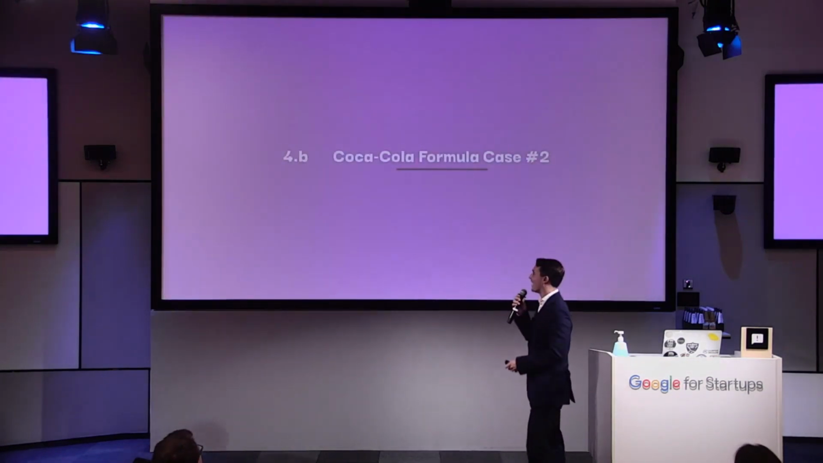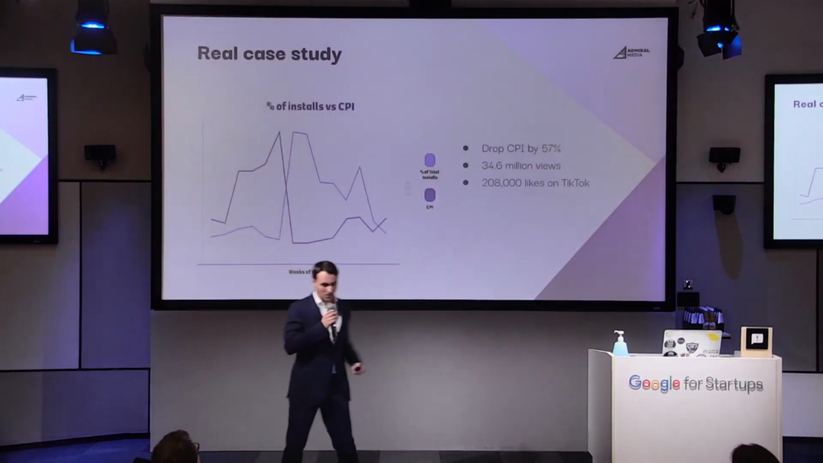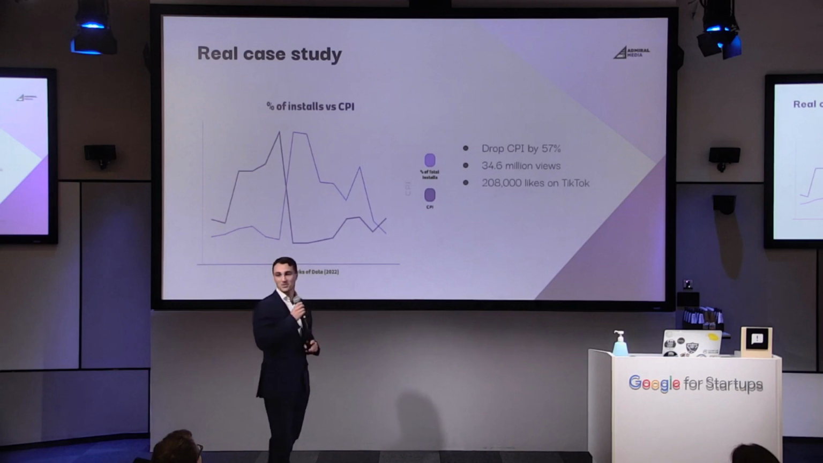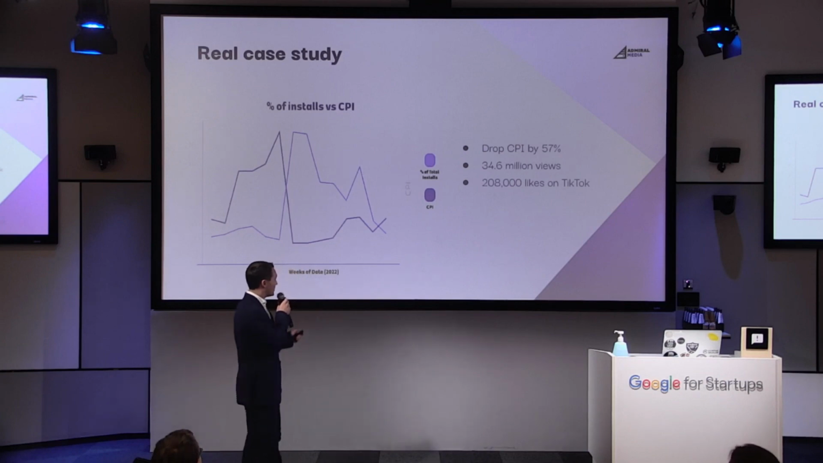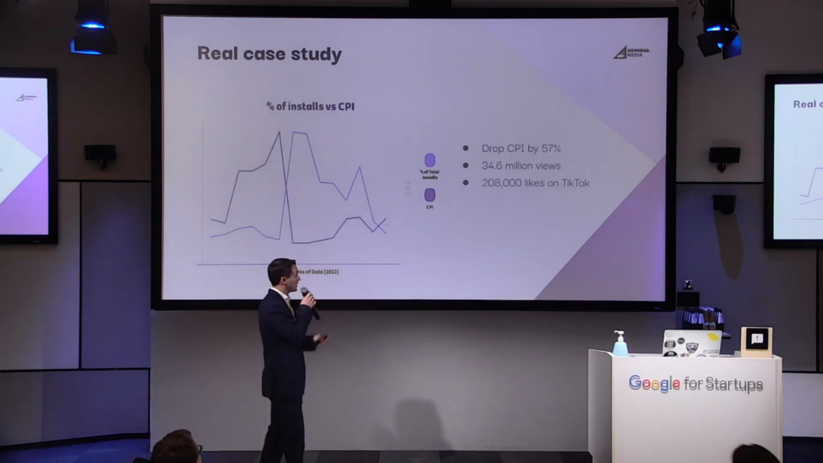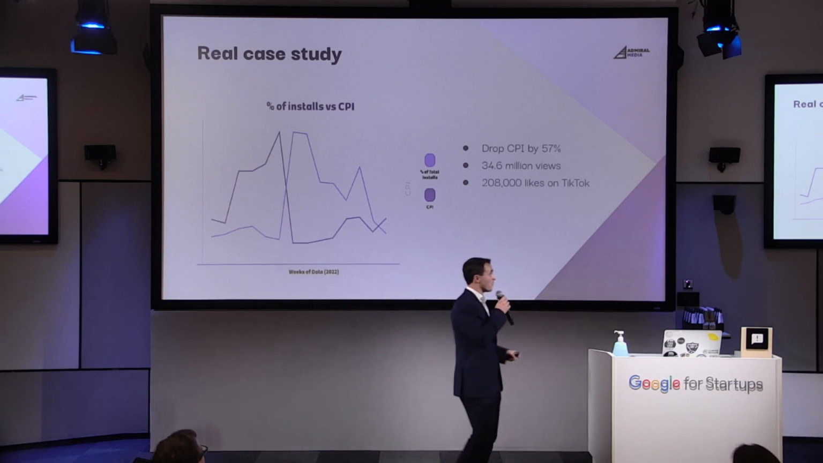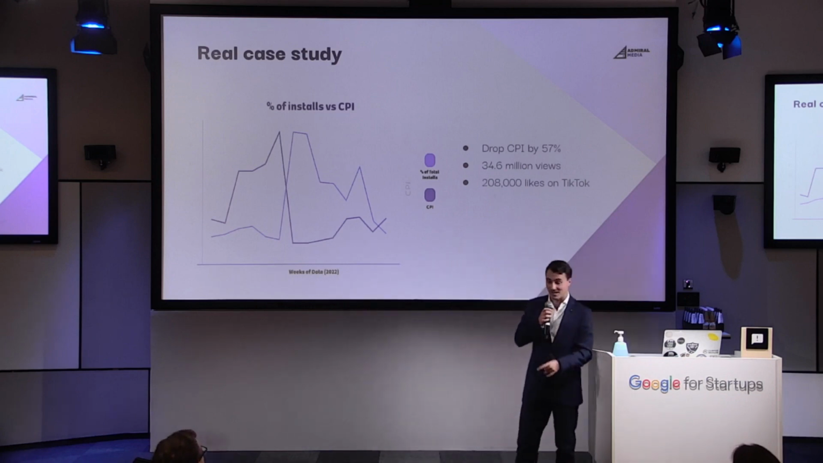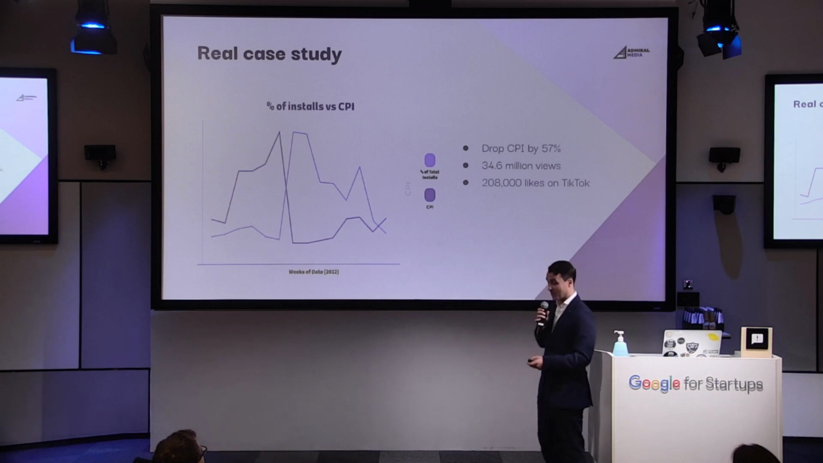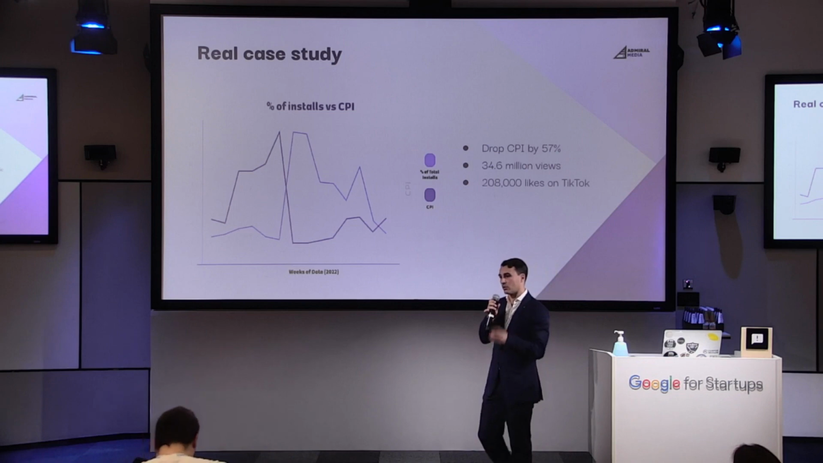Then the second case that we have is a meditation app. Pretty known in France. The video is in French. Someone speak French here? No? Unlucky. So yeah, the change in performance that we saw was a drop in CPI by 57% when we uploaded that specific ad. And the video got 34 million views and more than 200,000 likes. It was incredible, that performance of that video. And it allowed us to have, during some specific time, really good performance.